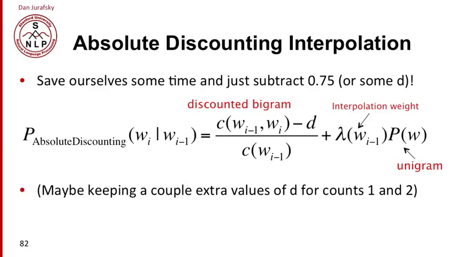And absolute discounting is a popular kind of smoothing. And here we're showing you absolute discounting interpolation. And again, the intuition is just we'll save some time and not have to compute all those complicated Good-Turing numbers, and we'll just subtract 0.75, or maybe it'll be a different discount value for different corpora.